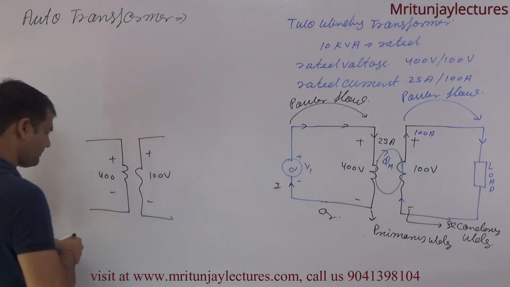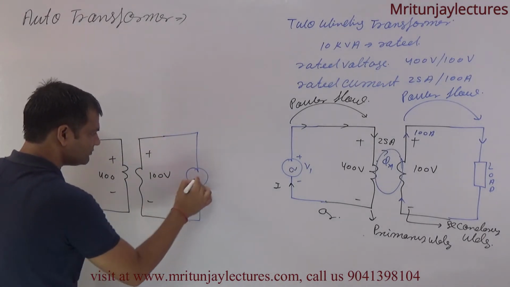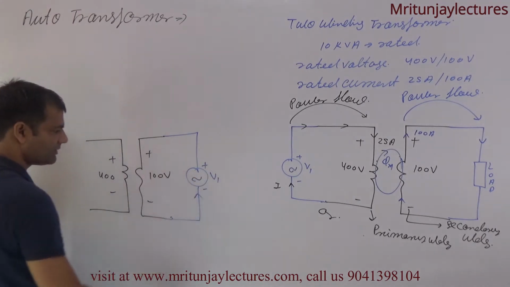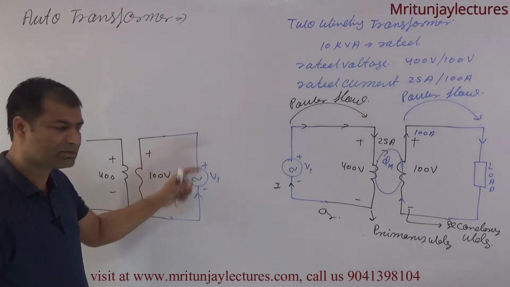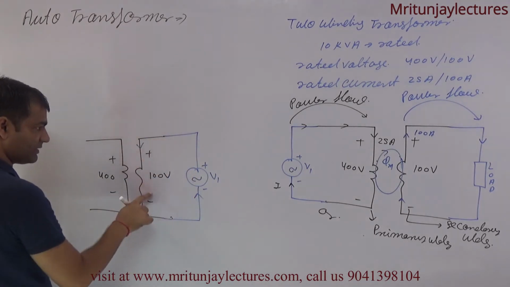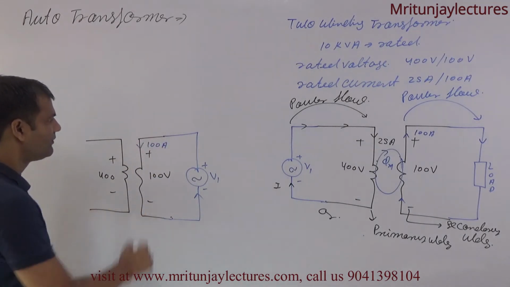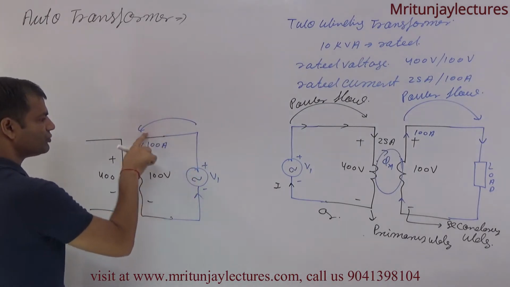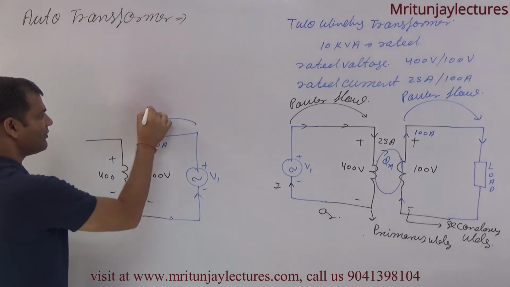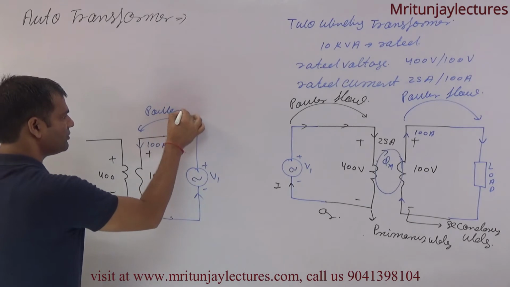If source connected here like this one, it means direction of current is negative to positive. So negative to positive, what about direction of current? That is 100 ampere. It is power flow from source to primary side, whatever secondary side, power flow like this one, that is power flow.